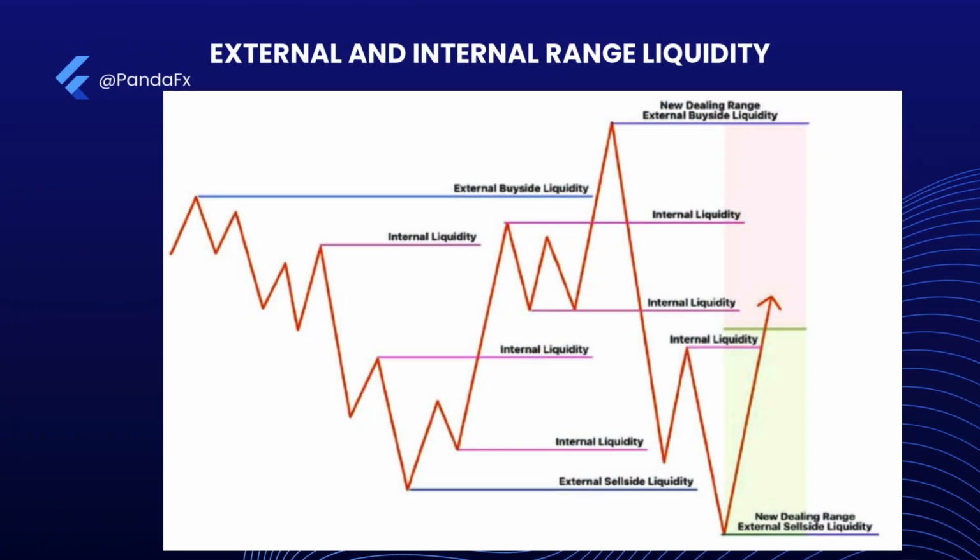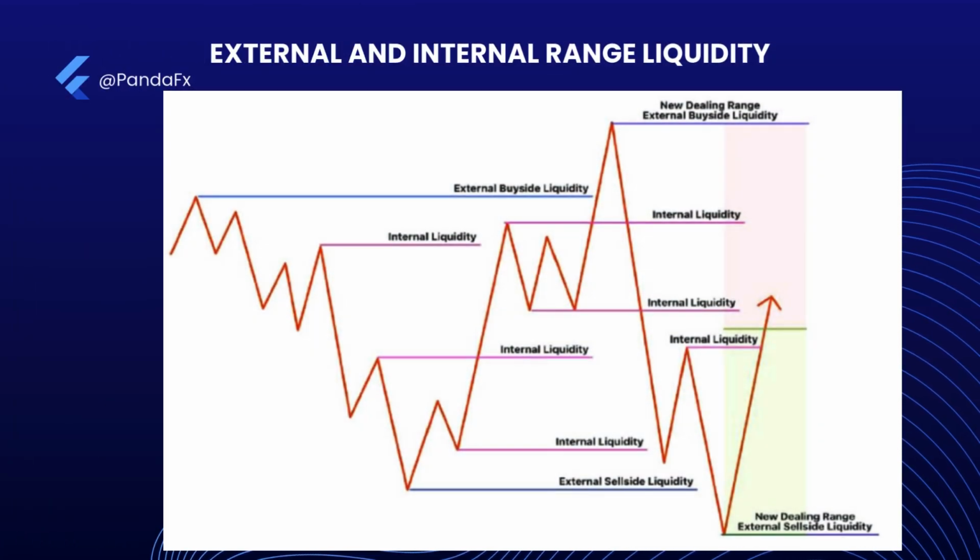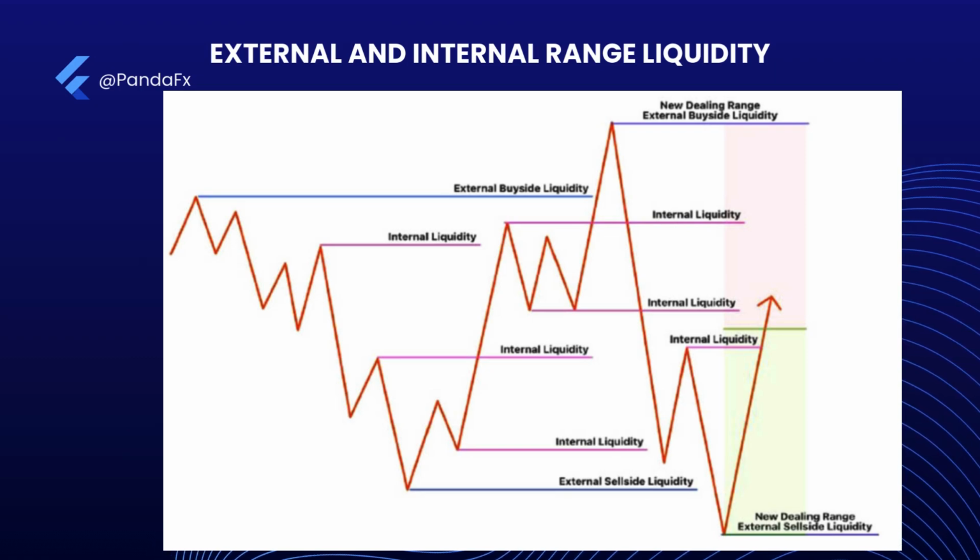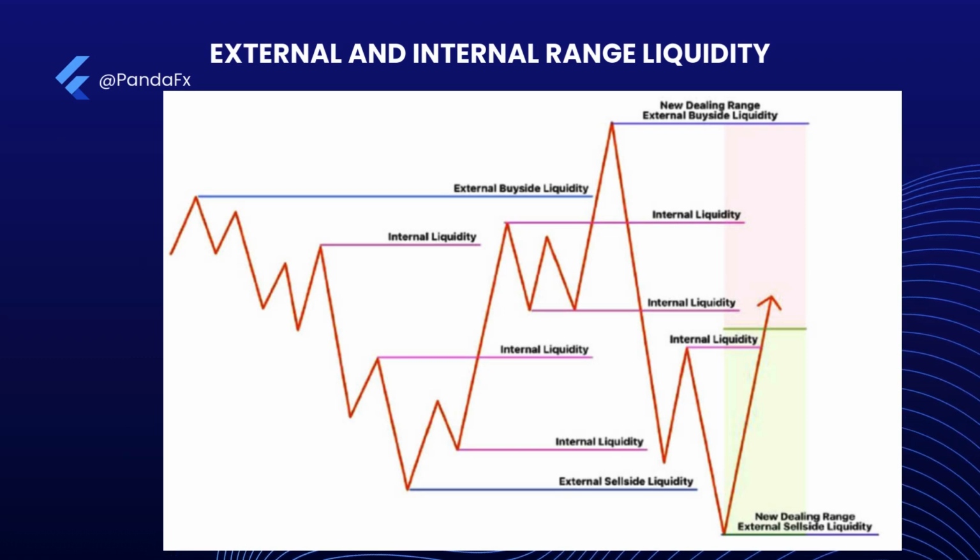So this is a past representation of how prices have been booked. Look at the external buy side liquidity and the external sell side liquidity, how price navigates them, how they book each of the internal liquidity, and then form a new dealing range, external buy side liquidity and the new dealing range, external sell side liquidity.